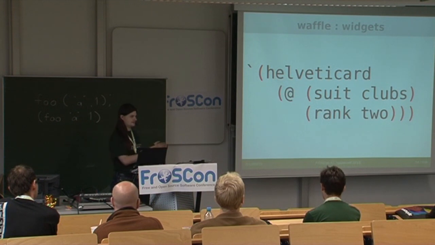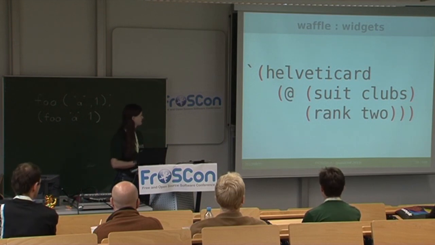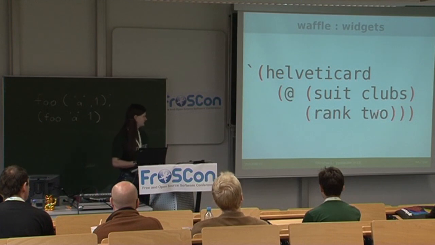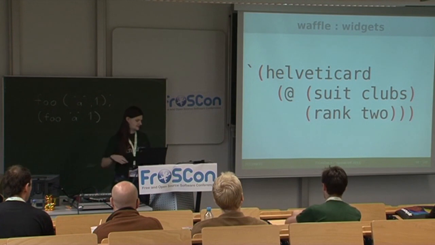So if you have an image, then you have src for the source equals, and that's the attribute, and those appear in this list. And so we want one of these Helvetic cards, and we want the suit to be clubs, and we want the rank to be a 2. And I've used a symbol here for 2. I could have put a number, but for the purpose of the example, so it makes it clearer how some of the other stuff falls out, I'll use a symbol.